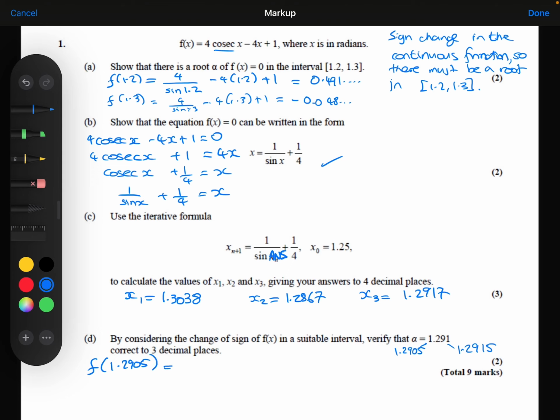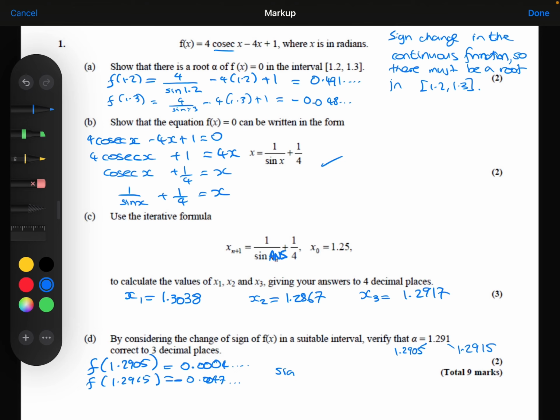So substituting that into my original function, I get 0.0004. So a positive. Now doing the same with the upper bound, I get minus 0.0047. So a negative.